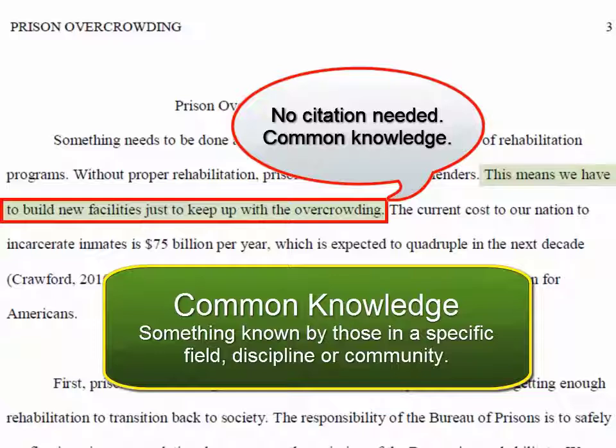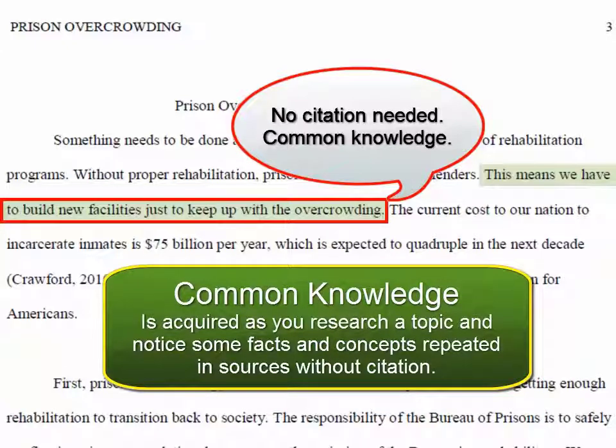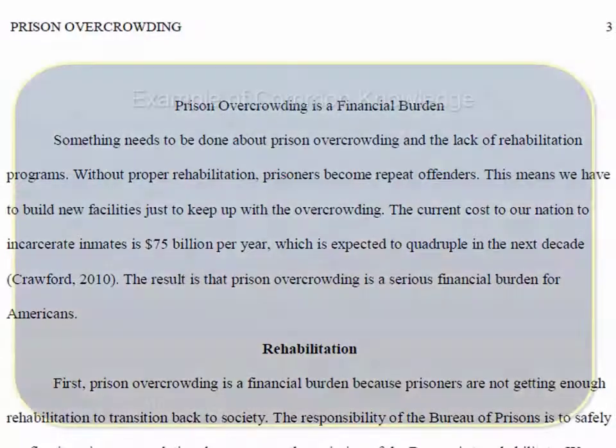In other words, before writing her paper, Jane probably didn't know that, quote, we have to build new facilities just to keep up with the overcrowding. But once she began studying and reading about America's prison system, it became clear that this is common knowledge among the researchers and writers in this field.